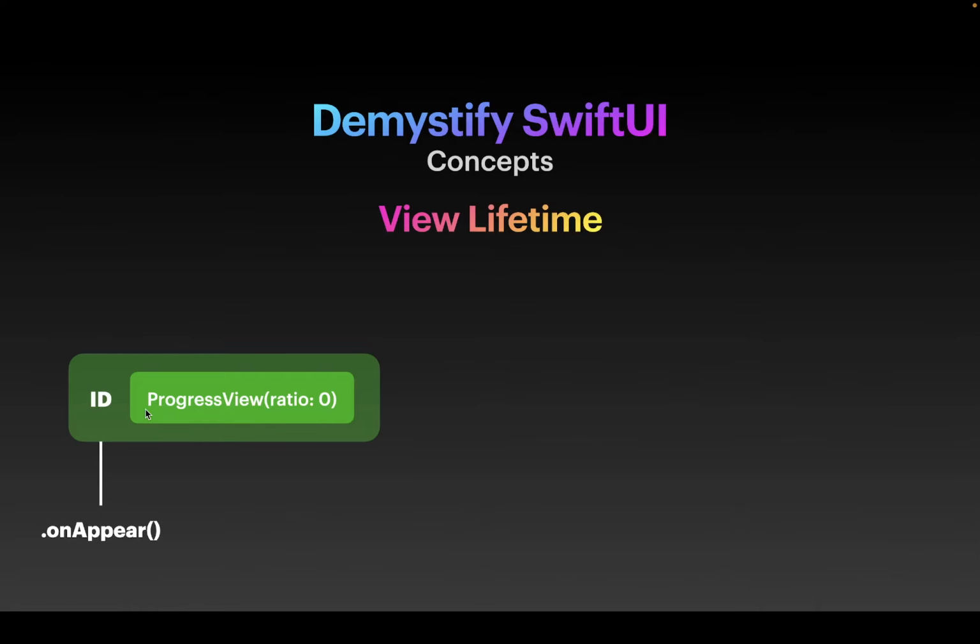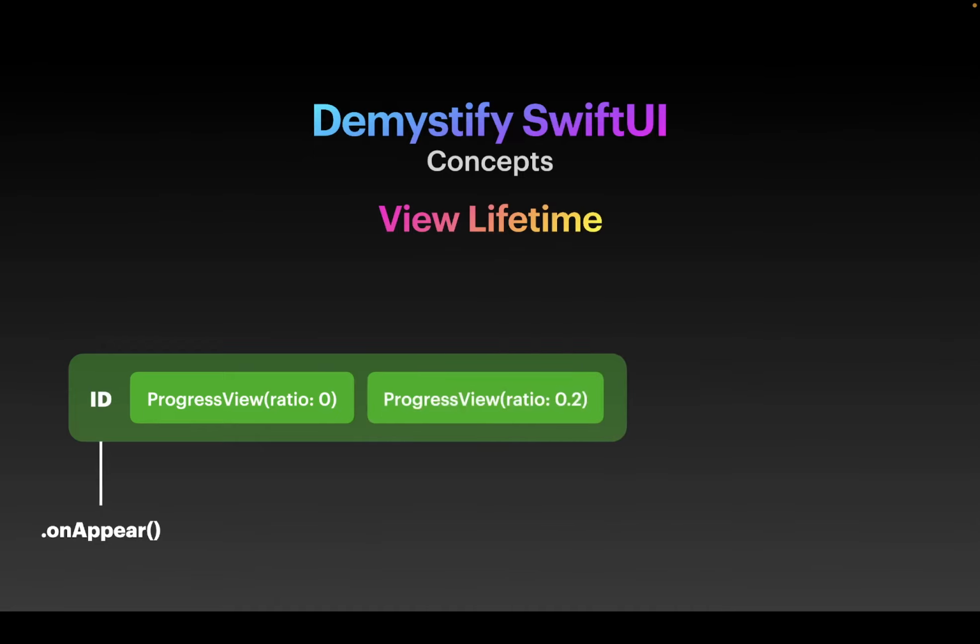Now, what if we change the ratio when the user clicks on something or some action happens? So, for example, I increase the ratio. Right now SwiftUI reevaluates or creates a new view based on the struct, which is the ProgressView. However, the lifetime of that one is actually extended. So you are still using the same view.